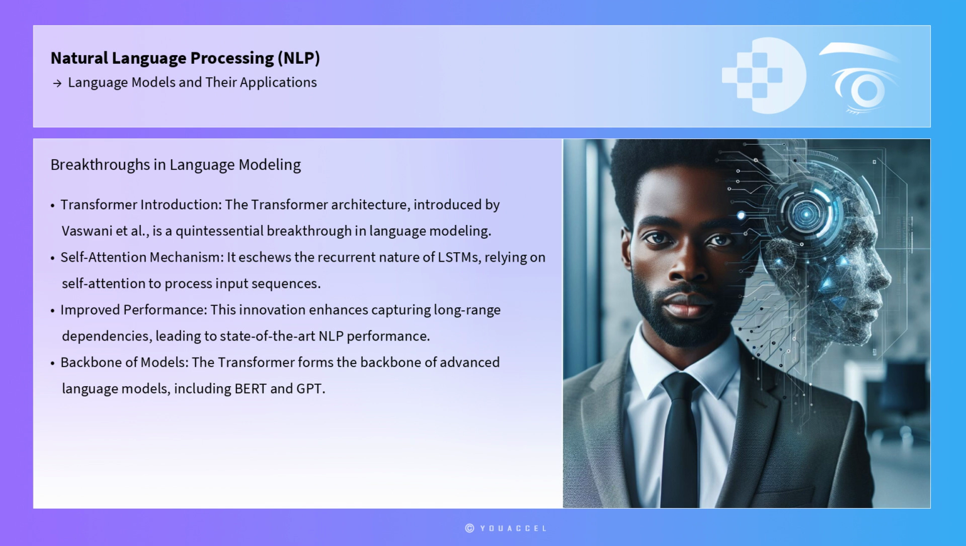One of the quintessential breakthroughs in language modeling is the development of the transformer architecture, introduced by Vaswani et al. The transformer model eschews the recurrent nature of previous architectures like LSTMs and GRUs, instead relying on self-attention mechanisms to process input sequences. This innovation has significantly enhanced the ability of language models to capture long-range dependencies and context, leading to state-of-the-art performance on a wide array of NLP tasks. The transformer architecture forms the backbone of many advanced language models, including BERT and GPT.